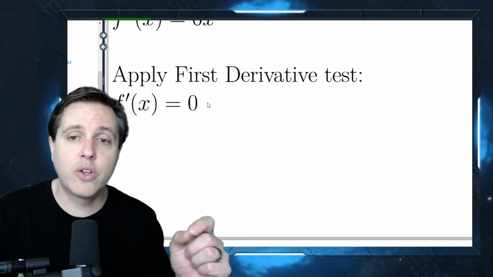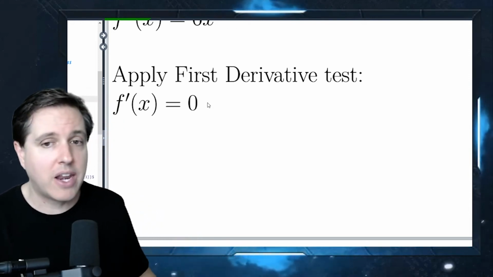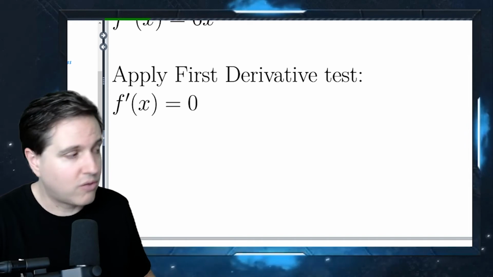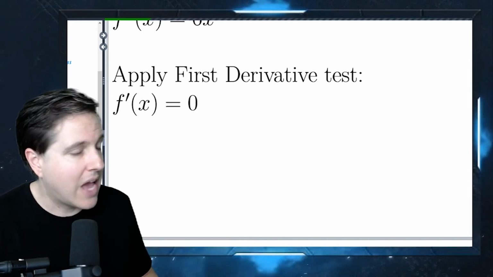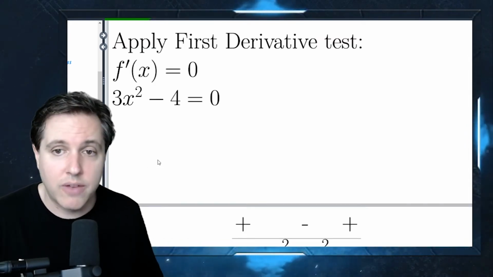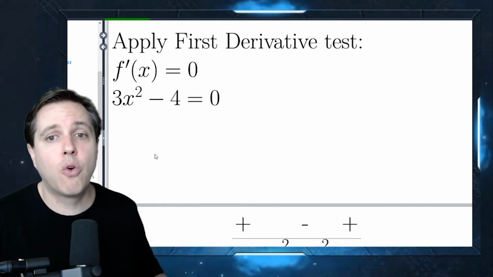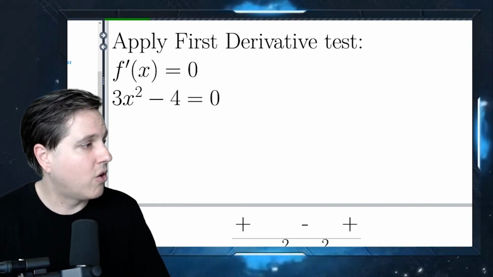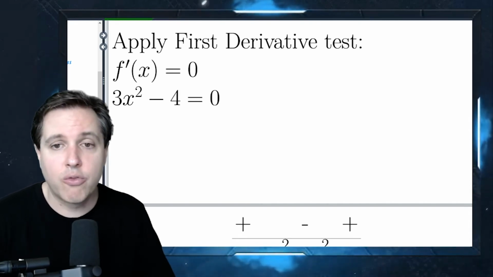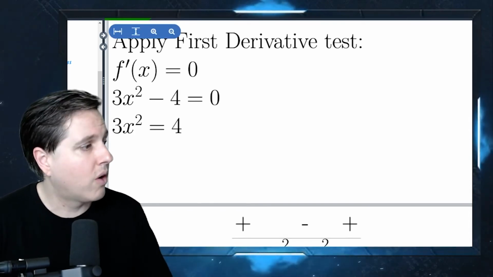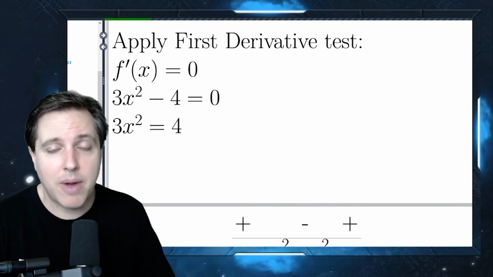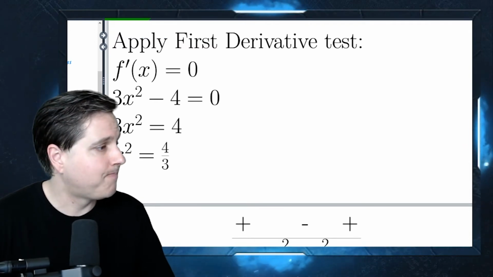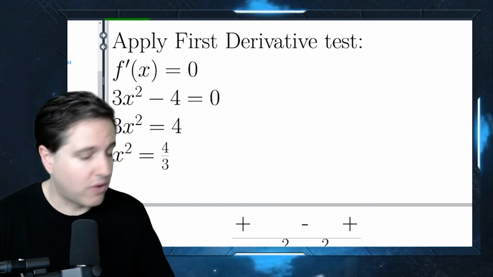So we're first going to apply that first derivative test. So we've got f prime of x is equal to 0. Well, we can just fill in what f prime of x is actually equal to, and that derivative is 3x squared minus 4 is equal to 0. So then we can go further with the problem. 3x squared is equal to 4. Then we divide both sides by 3. We get x squared is equal to 4/3. And then we solve for x.